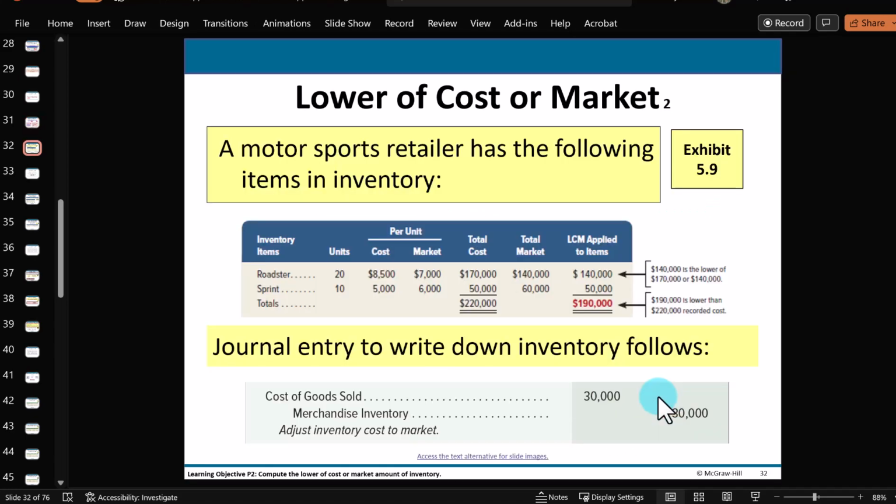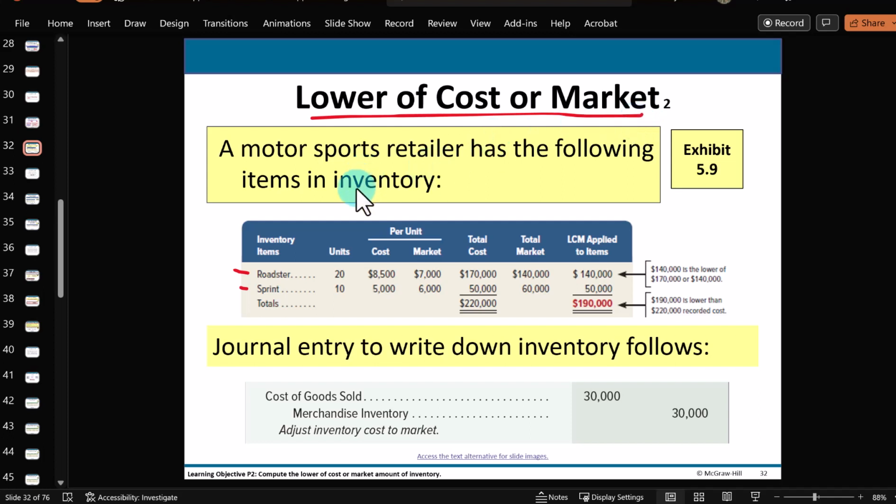So here's an example. In our store, this motorsports retailer, we have only 2 items we're selling. Kind of unrealistic, but it keeps the illustration simple here. Roadsters and sprint models of this item here. And we have 20 units of roadsters, 10 of sprints, and here's the cost we bought them at. If you extend out the units times the cost, you get the total cost for each item. But now at the end of the period, we're going to apply that lower of cost or market rule. Again, market means replacement costs.